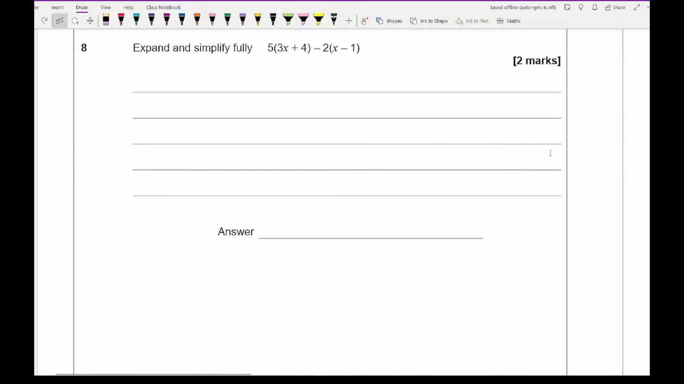Moving on to question 8, it says expand and simplify fully. And we've got our expression here. So just doing a straight expansion, we're going to get 15x plus 20 minus 2x, and 2 minuses become a plus, so that's going to be plus 2. Then it's just a case of collating the x's, so 15x take away 2x is 13x, and 20 plus 2 is 22.